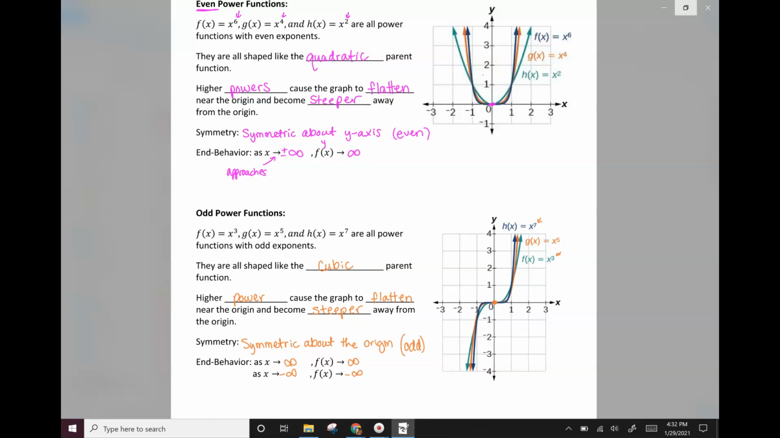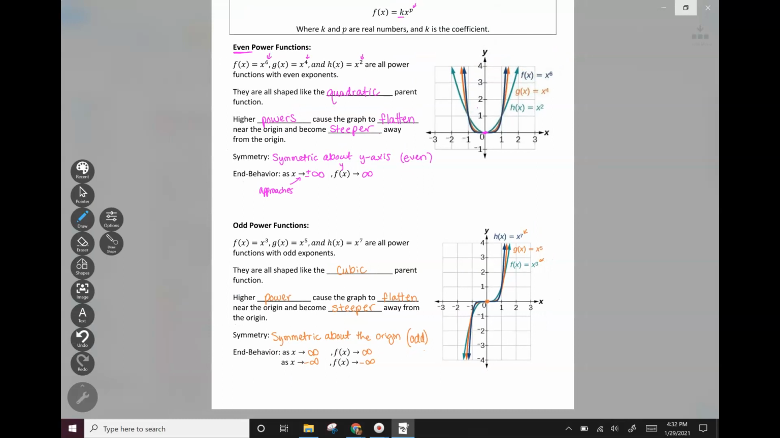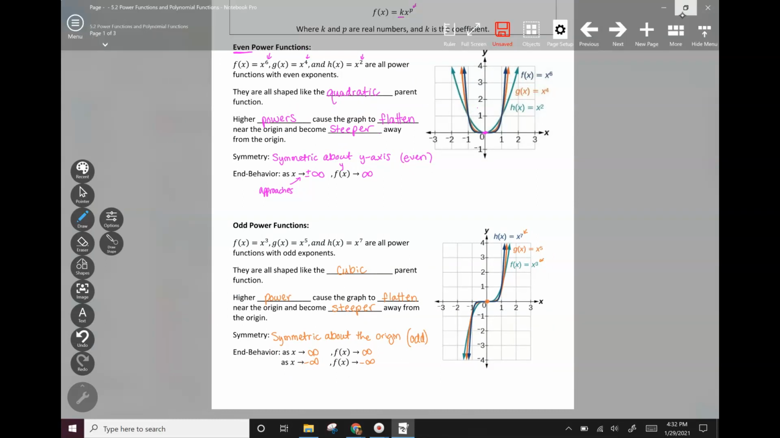And then for both graphs, whether even or odd, you notice that they are more flat at the origin the larger the exponent is. The higher the power, the flatter the graph's going to be near the origin. And the higher the power, the steeper it's going to be as you move away from the origin. So they are all going to follow those patterns.